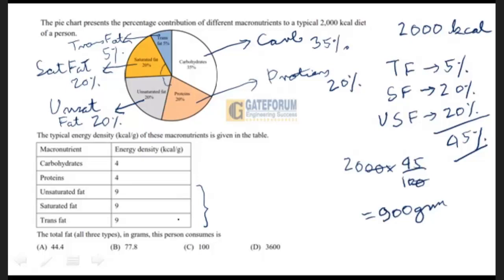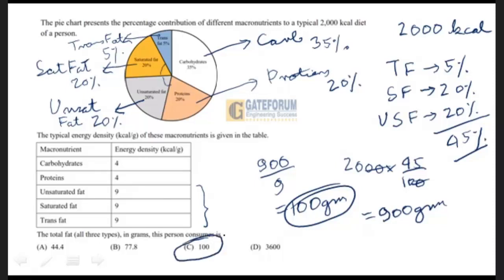And since all of them have 9, we will say, what is the quantity of the three types of fats that are consumed to give us this particular number of kilocalories. It is 9 kilocalorie per gram. So 900 divided by 9 is 100 grams of all the three fats in total has been consumed to give us this. Let us see the options. There is 100. The total fat this person consumes is 100 of all the three types.